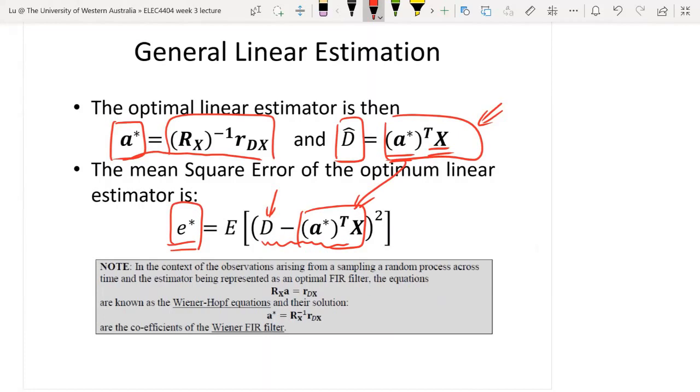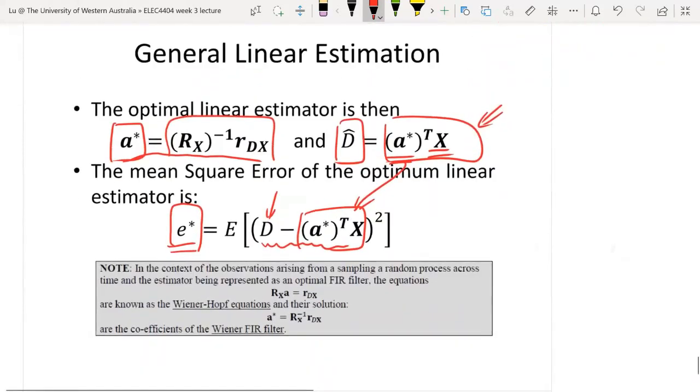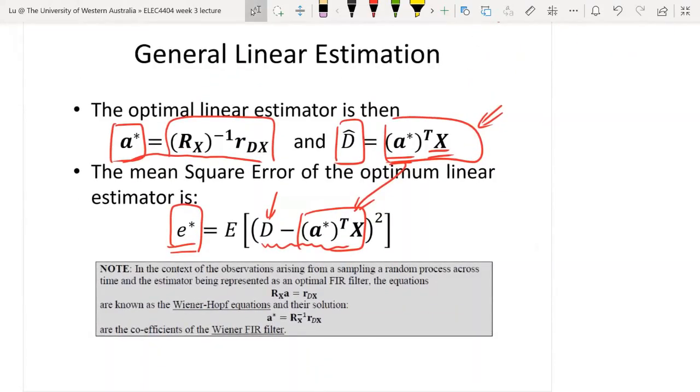Okay, that is the general linear estimation topic. By the end, you can see at the bottom, we gave this equation a particular name, which is called the Wiener-Hopf equation. It is talking about this one. From this one, we are able to solve for the optimal coefficients for our linear minimum mean square error estimator. The Wiener-Hopf equation will be used in our chapter 4 discussion when we talk about IIR filters. So this will be reused.